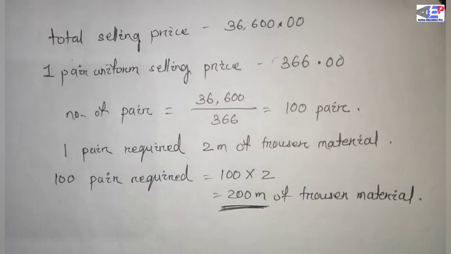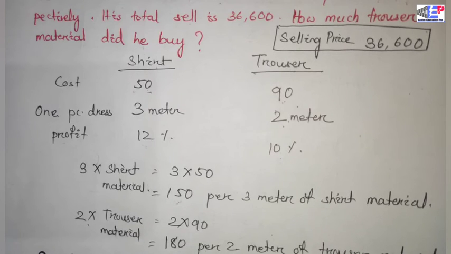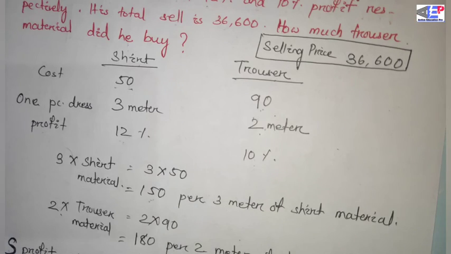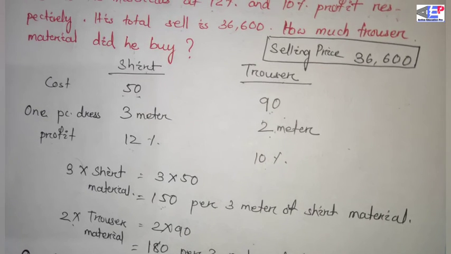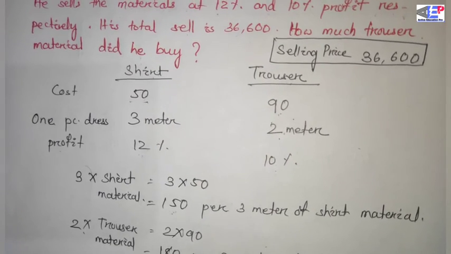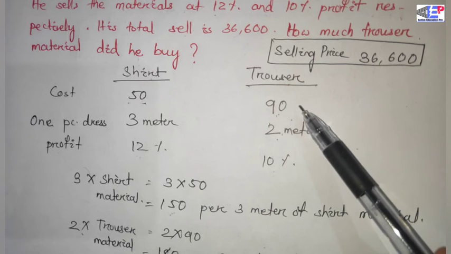If the question asks how much amount of trouser material, then you know it is 90 rupees per meter of trouser material, so you multiply 90 with 200 meters to find the total amount of trouser material. Okay, again I repeat it. There are two types of materials, shirt and trouser, and shirt material costs 50 rupees per meter and trouser material costs 90 rupees per meter.